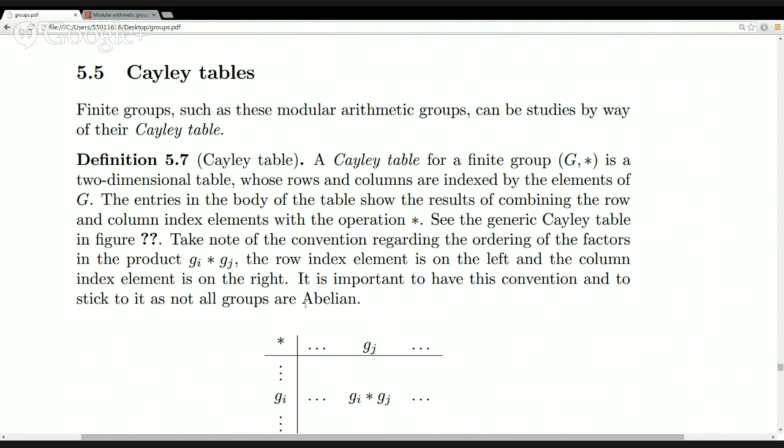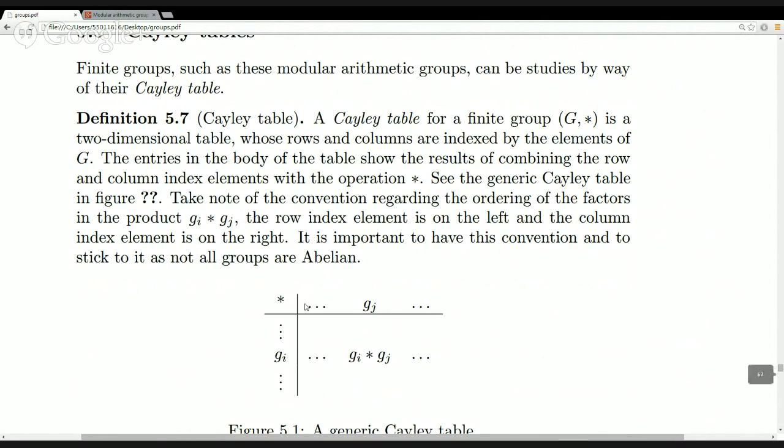Now, it's not so crucial with these groups because these groups under addition modulo n or multiplication modulo n are commutative. The operation is commutative. It doesn't make a difference whether you think of 2 plus 3 or 3 plus 2. The order doesn't matter. But in general, for a non-abelian group, where the operation is not commutative, you need to settle on some convention about exactly what entry is going in the table.